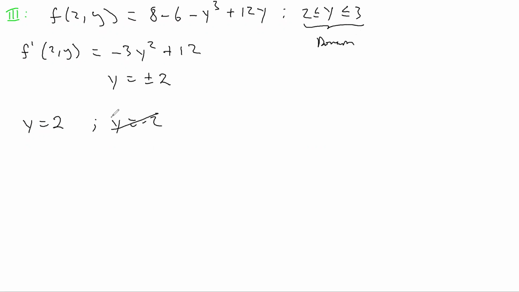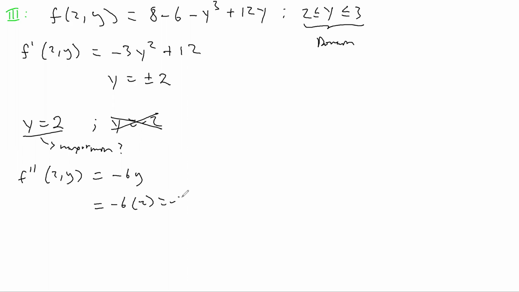So we're not even going to consider y is equal to negative 2. What we can do is determine whether this is a max or a min value. We can take the second derivative with respect to y, which is negative 6y, and then plug in 2. Plugging in 2, we get negative 6 times 2, which is negative 12. Hence, at y is equal to 2, this is going to be a maximum value, based off the fact that it concaves downwards.